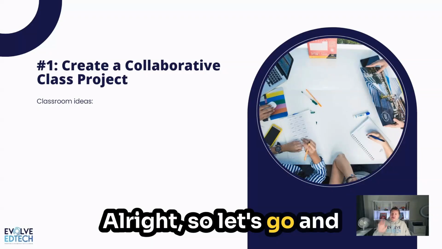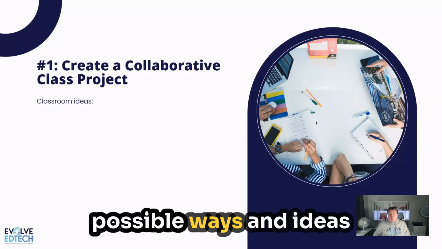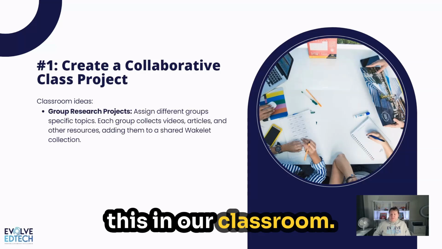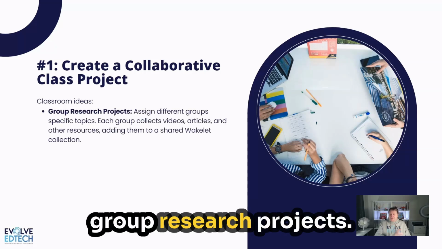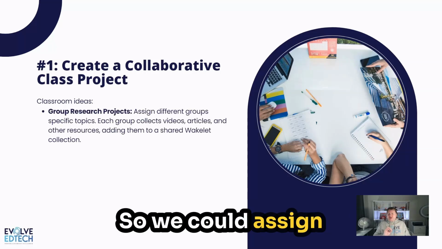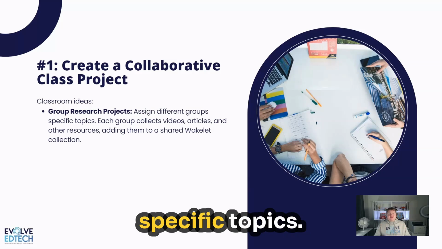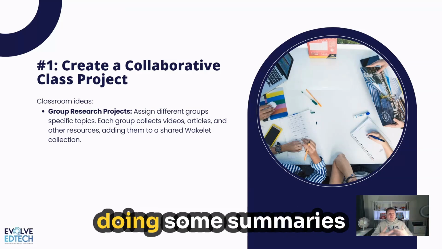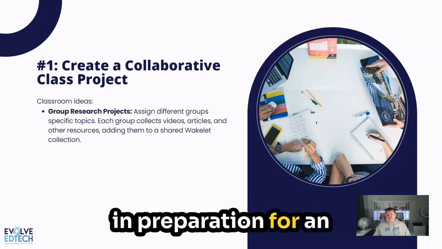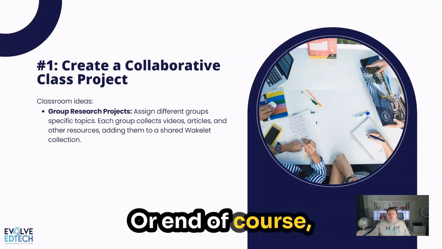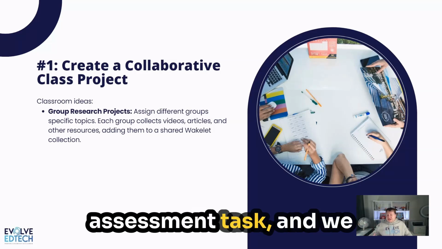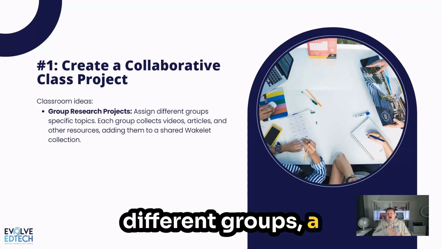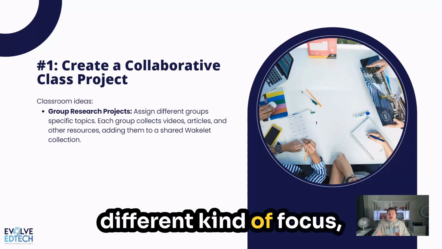All right, so let's have a look at some possible ways and ideas where we could use this in our classroom. Number one, group research projects. We could assign different groups specific topics. So we may have a whole unit and we're looking at doing some summaries in preparation for an end of year or end of course examination or an assessment task. And we could allocate different groups a different topic or a different kind of focus.